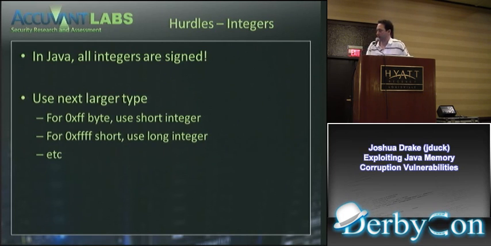You just use the next larger type. It becomes more of an issue when you have a long and you want to represent like 4 billion in it. But there's ways around that too. I've noticed that if you use hexadecimal notation, then they somehow magically decide that they're going to make it negative for you, which is convenient.